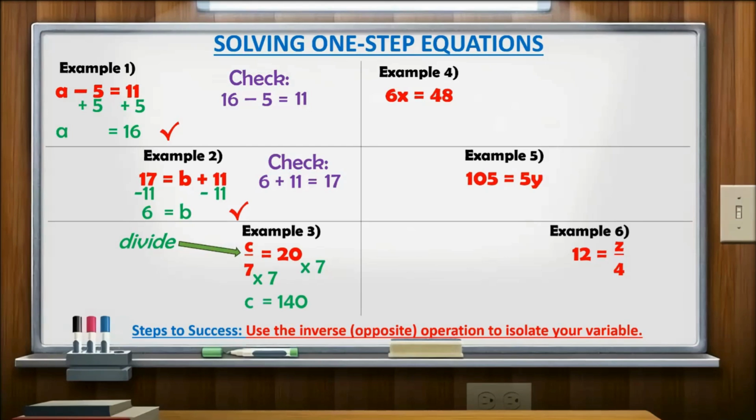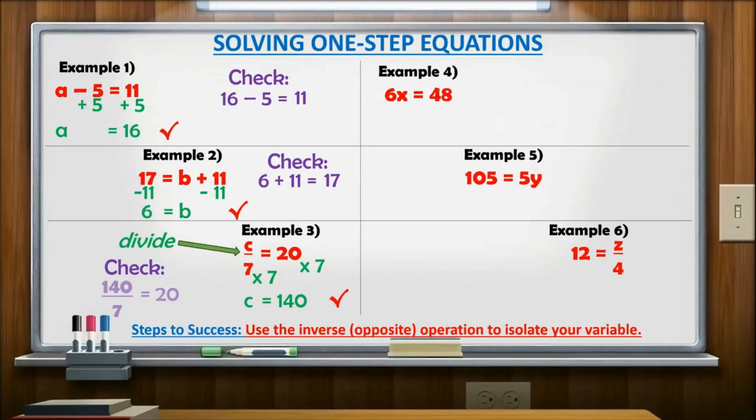Once again, we can do our check of using substitution to see if my answer for the variable is correct. So 140 divided by 7 is in fact 20. And there you have it. Example 3 has been completed. Now on to example 4.